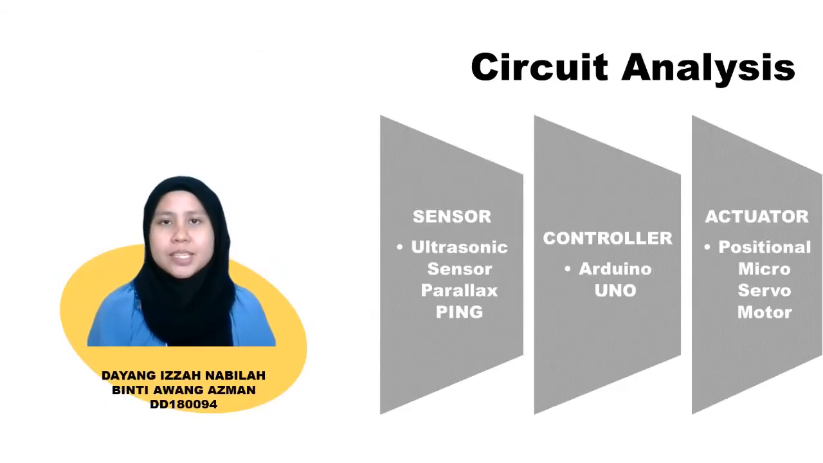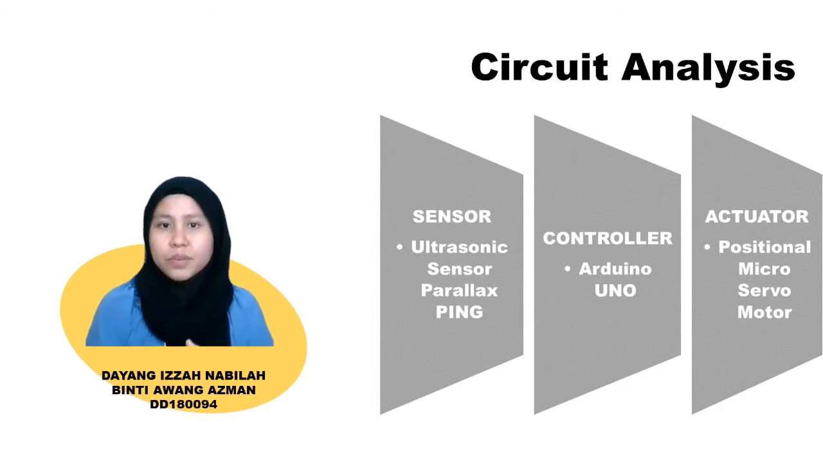Next, I'm going to expand on the circuit analysis. So the circuit consists of several components to ensure that it can operate efficiently. And just like any other basic system, it will have a sensor, controller, and actuator. For our experiment, the sensor is the ultrasonic sensor with parallel pins, which functions to detect and identify the motion and the position or location of the motion.